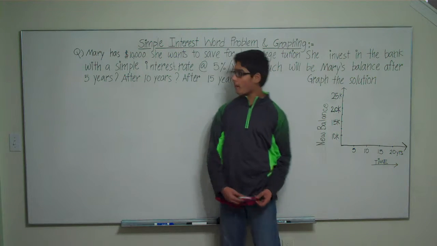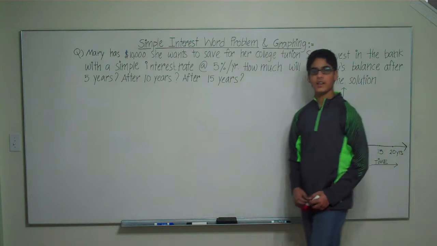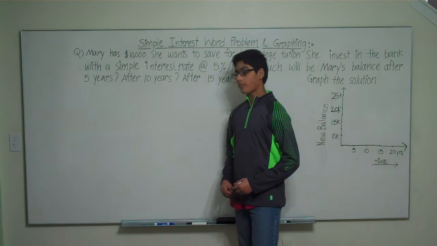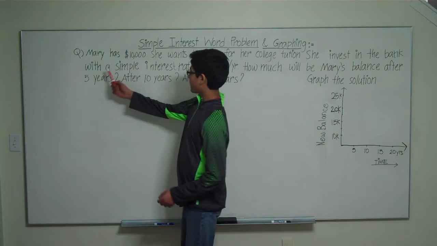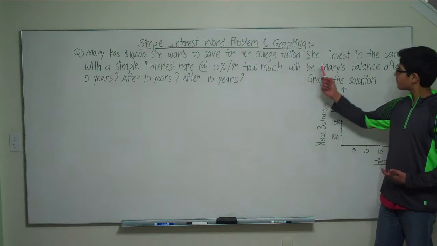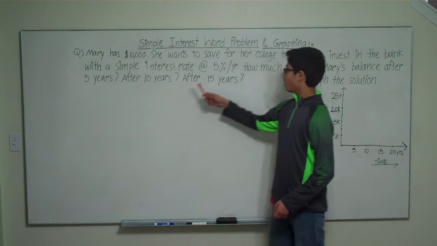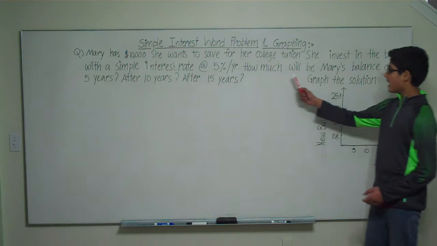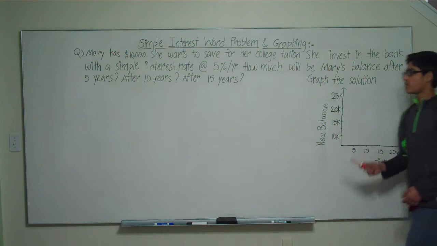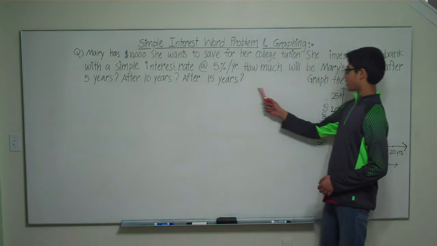We're going to learn about simple interest word problem and graphing. Let's say we have a problem like this. Mary has $10,000. She wants to save for her college tuition. She invests in the bank with a simple interest rate of 5% each year. How much will be Mary's balance after 5 years, after 10 years, after 15 years?